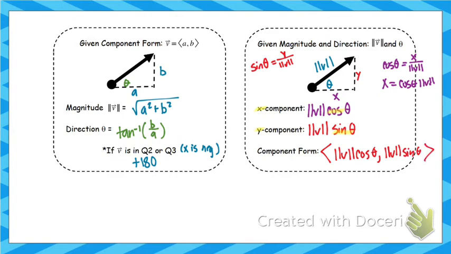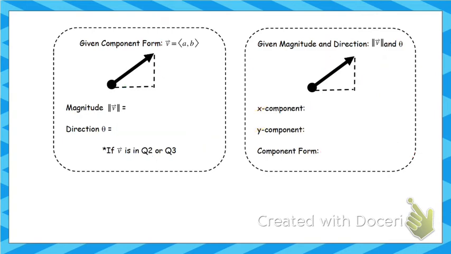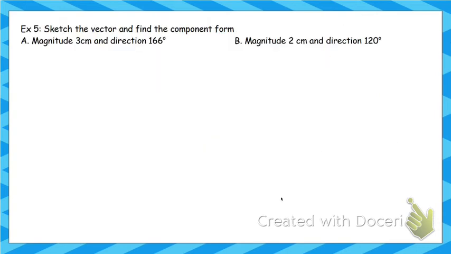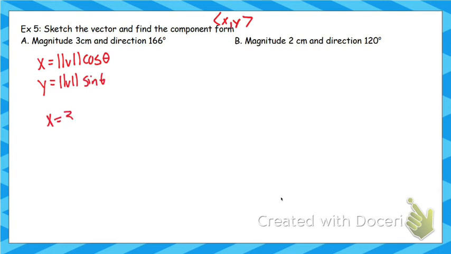All right, so we're just going to do a couple examples doing this, and then we'll wrap it up for today. So let's start with magnitude and direction. I want to find component form. Component form means I want an x comma y. So let's start with x. X is magnitude cosine direction. Y is magnitude sine direction. So I would do magnitude cosine 166, and for y, I would do magnitude sine 166.